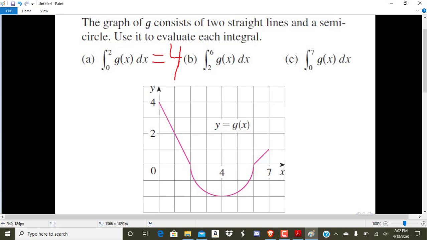Now let's evaluate the integral of g of x from x equals 2 to x equals 6, which here is going to be this semicircle, which you'll note has radius 2. The area of a semicircle is 1/2 pi r squared, so with radius 2, that is 1/2 times 4 pi, or 2 pi. However, since the semicircle lies below the x-axis, it is considered negative area, so our answer for this integral is actually going to be negative 2 pi.